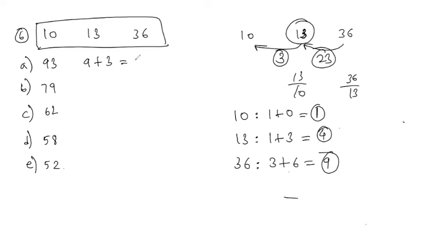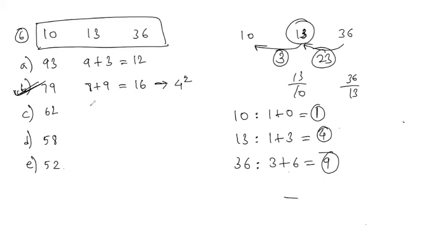Let's check it one by one. What is the first option? Sum of digits? 12. Not a square of any number. Next option. What is the sum of digits? 16. Correct. So what is 16? 4 square. 16 is 4 square. That's why option B is correct.